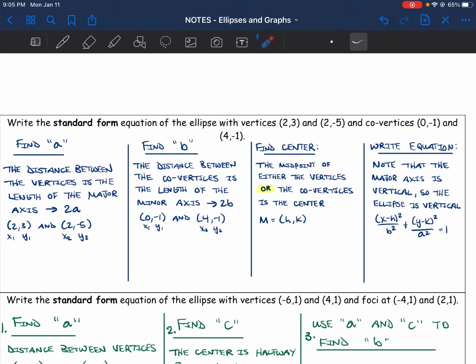Okay, so in the first problem here, we want to write the standard form equation of the ellipse with vertices (2, 3) and (2, -5), and co-vertices (0, -1) and (4, -1).